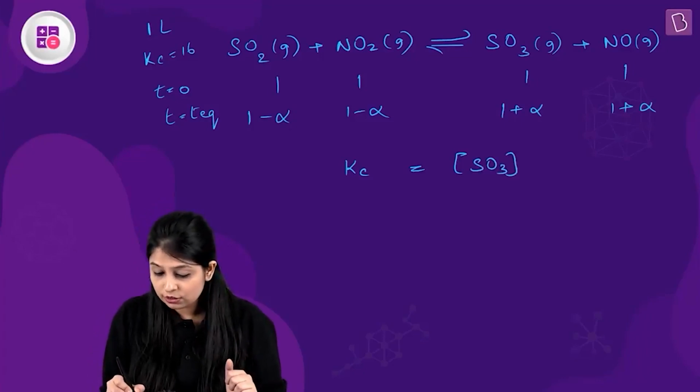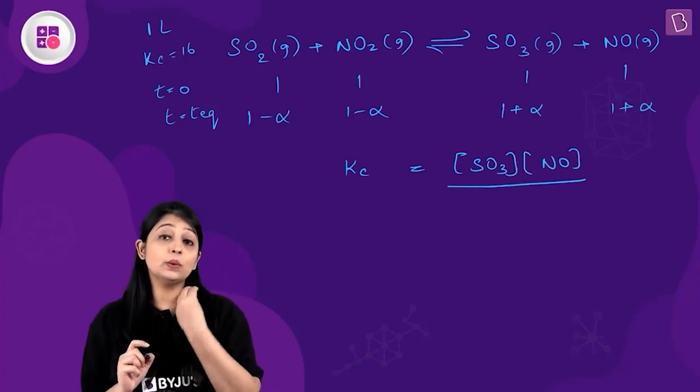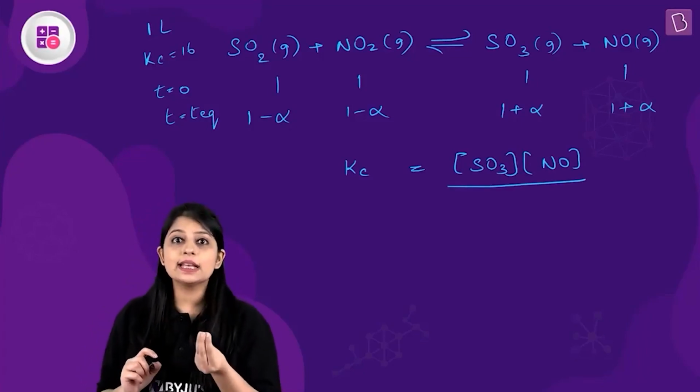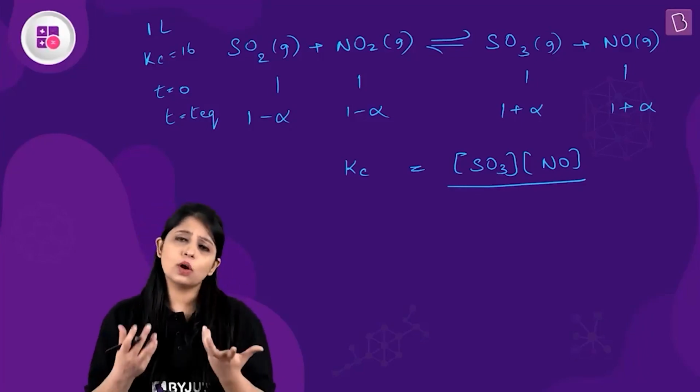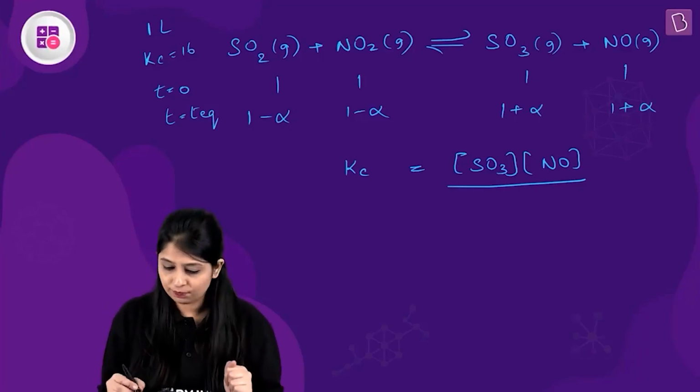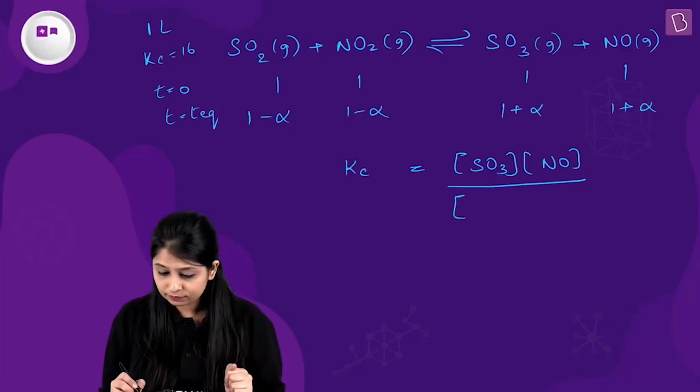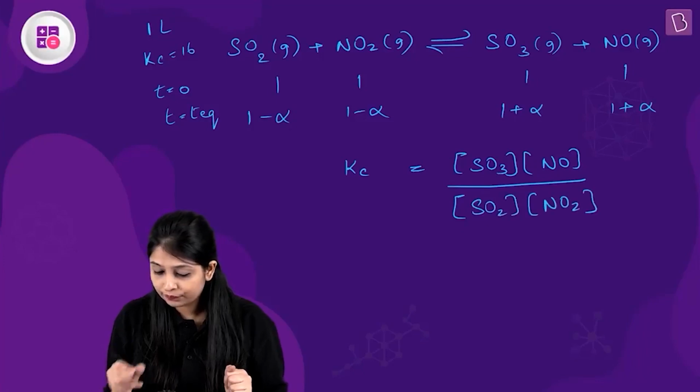So SO3 concentration into NO concentration at equilibrium, right? The only difference between Qc and Kc is what? For Kc we take the concentration at equilibrium. Qc concentration can be at any stage. Okay, so this will be concentration of SO2 into concentration of NO2.